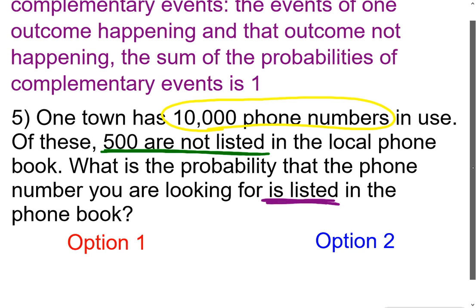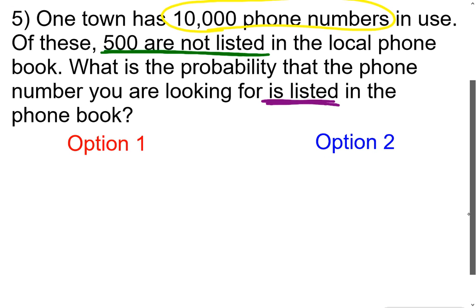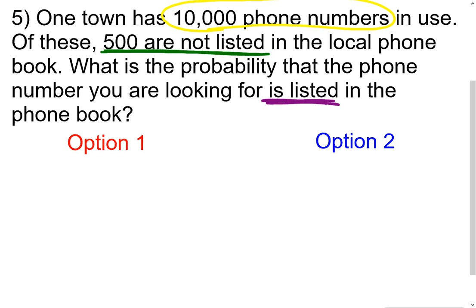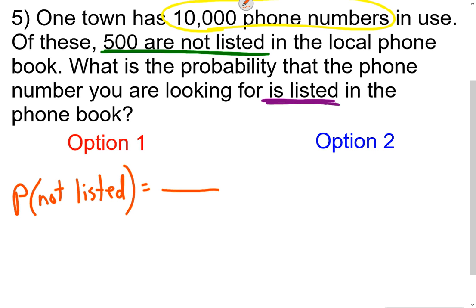Just need a little more space. There we go. Right there, perfect. Okay? So option 1, I'm going to look at it this way. I'm just going to use the numbers that are in the problem. So really what I'm going to be calculating is, I need a color, here we go. I'm going to go probability not listed. And the reason that I'm doing this is because I'm looking up here and I see that there's 500 that are not listed. So I look at this and I go, well, make my fraction. The grand total always goes in our denominator, so there's 10,000 phone numbers in use.